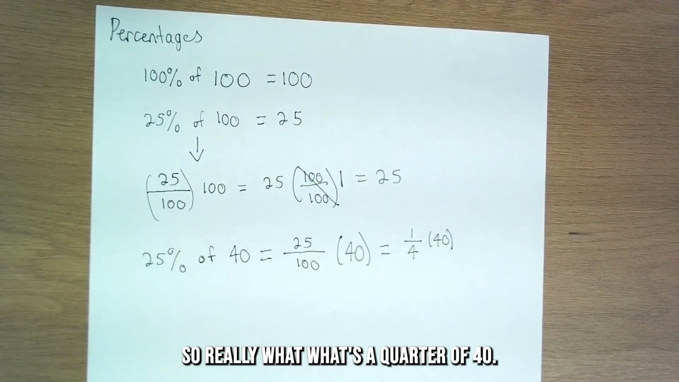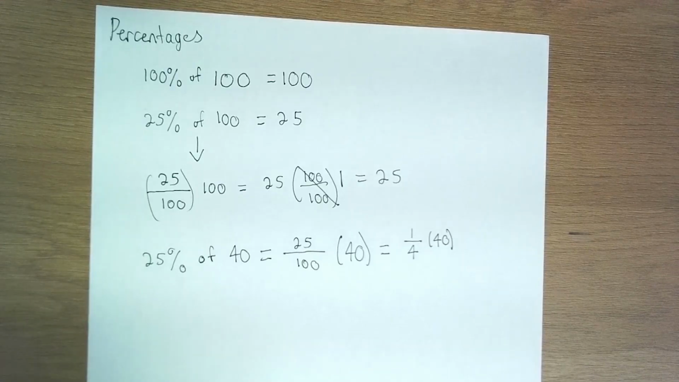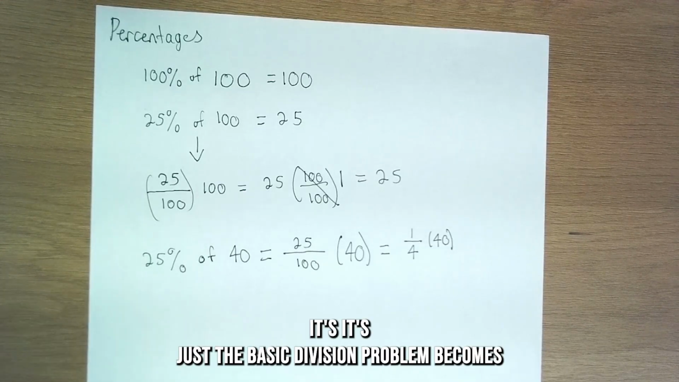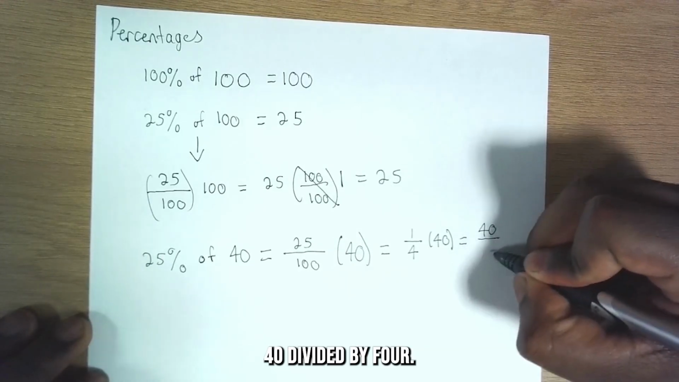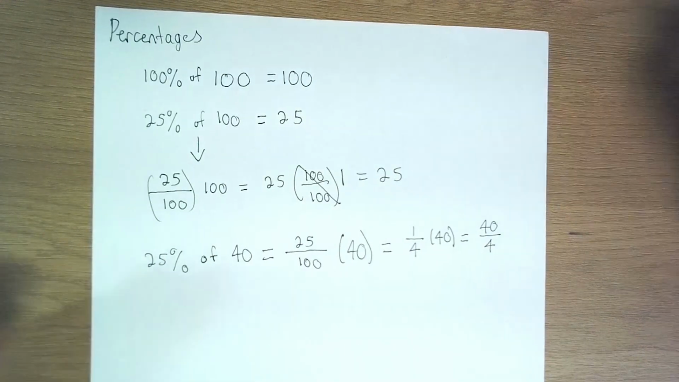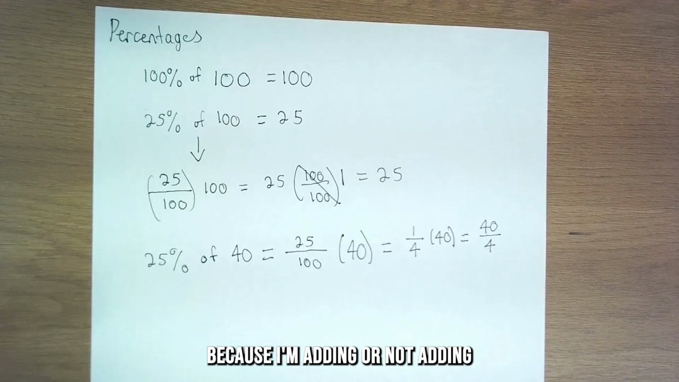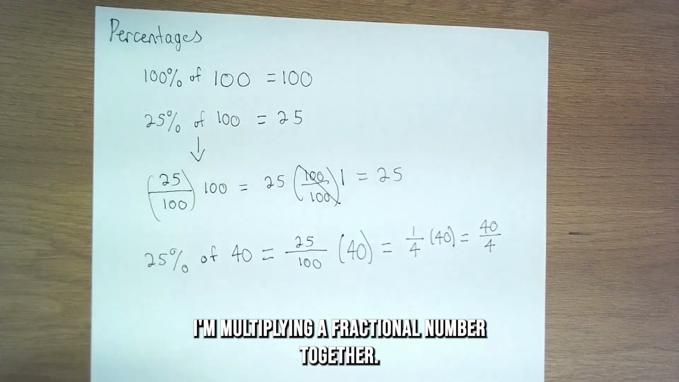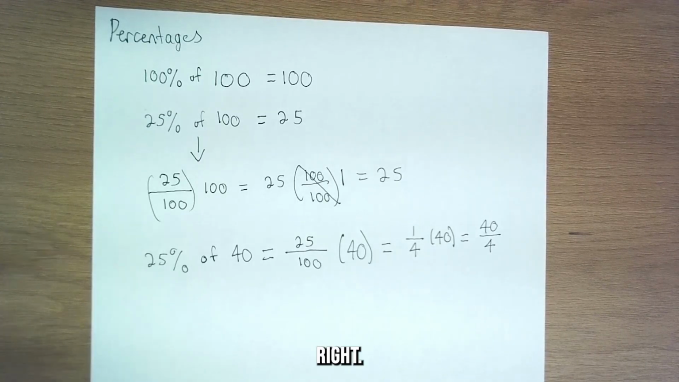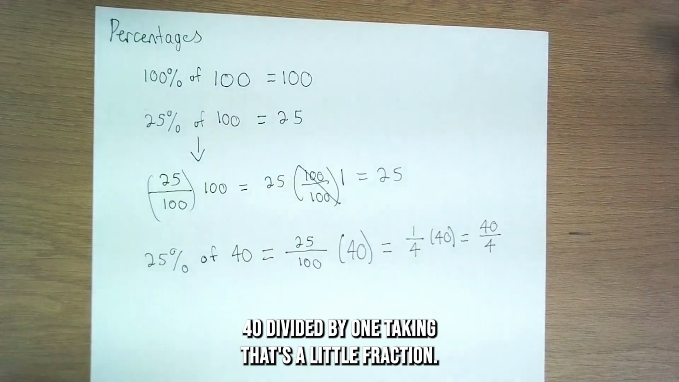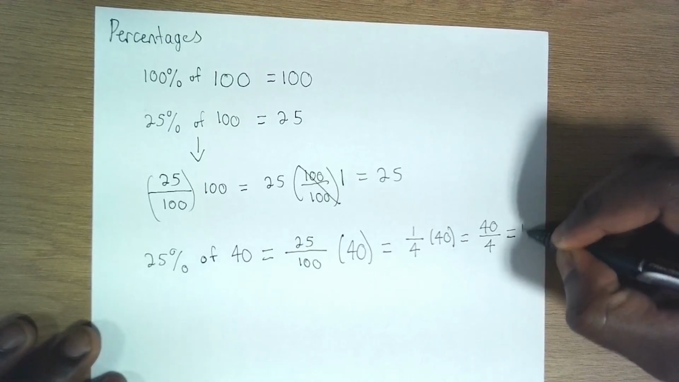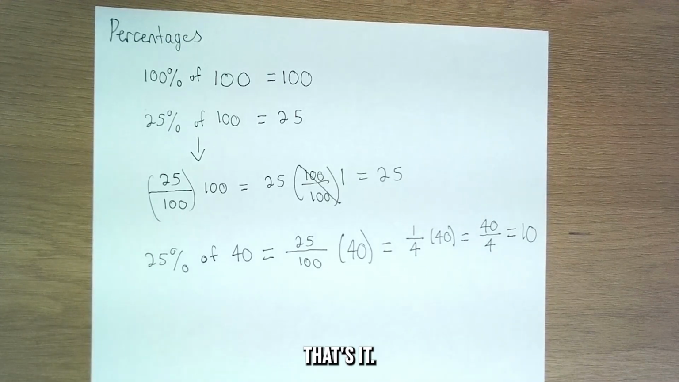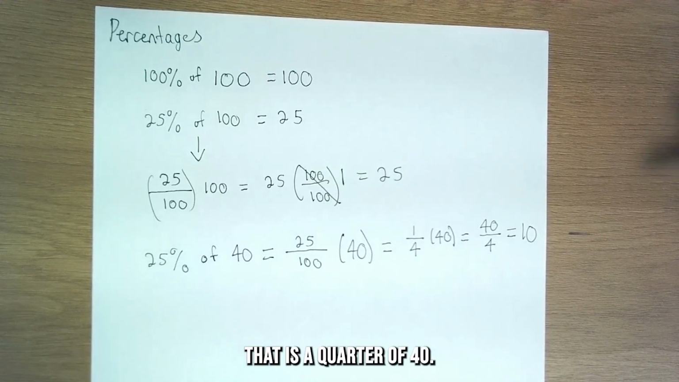So really, what's a quarter of 40? Oh, and look at that. It's just a basic division problem. It becomes 40 divided by 4, because I'm not adding, I'm multiplying a fraction and a number together. 40 divided by 1, technically that's still a fraction, but it becomes this. 40 divided by 4 is 10. That's it. That is a quarter of 40.